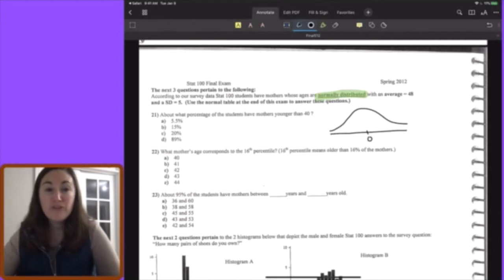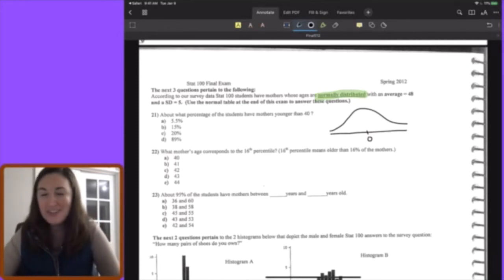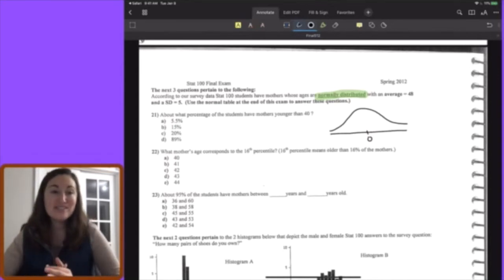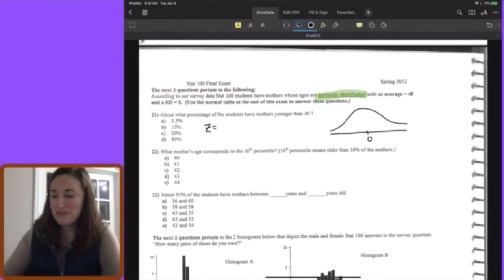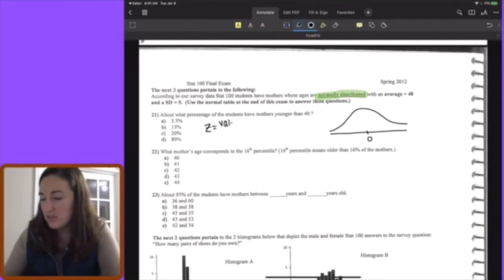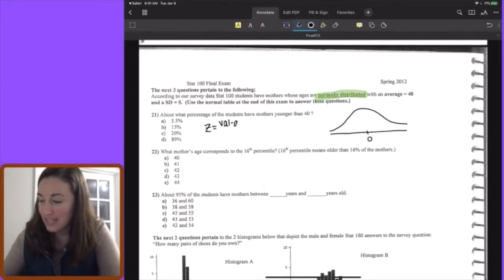And I want to mark 40 on that curve, but 40 is in years, 40 years old, right? And then my normal curve is in z-scores. So I need to convert 40 to a z-score. Our original z-score formula from the very first exam was value minus average divided by SD.